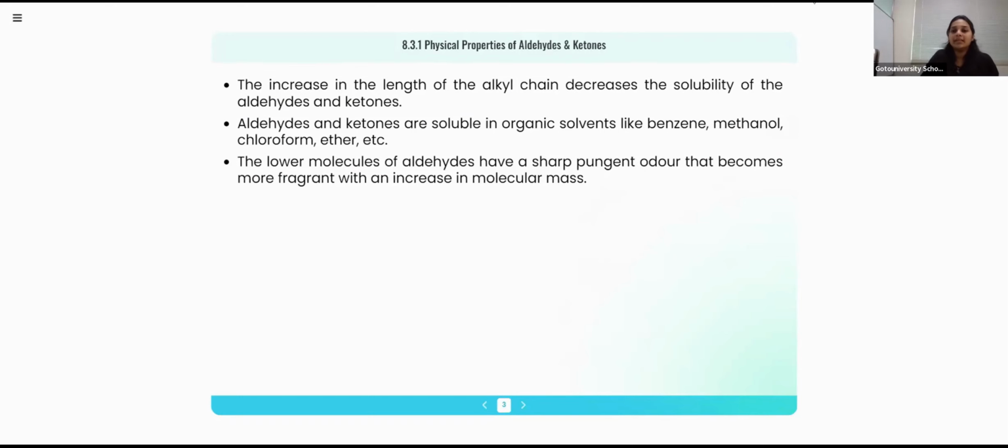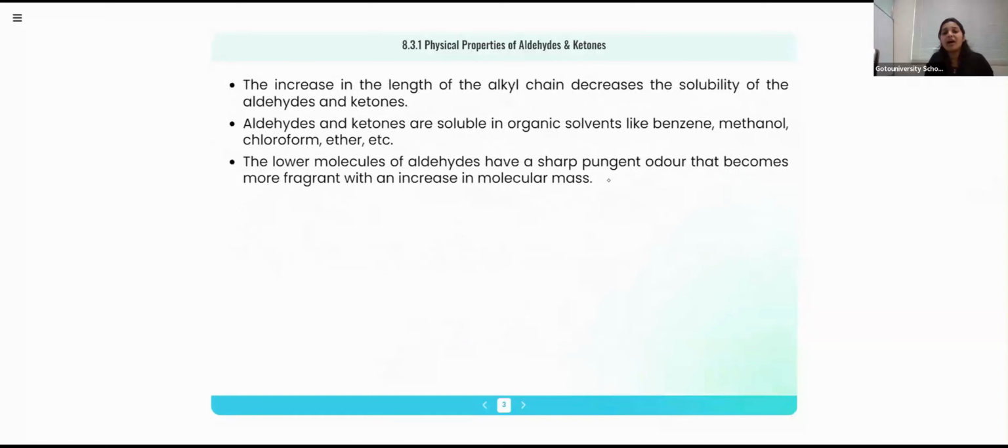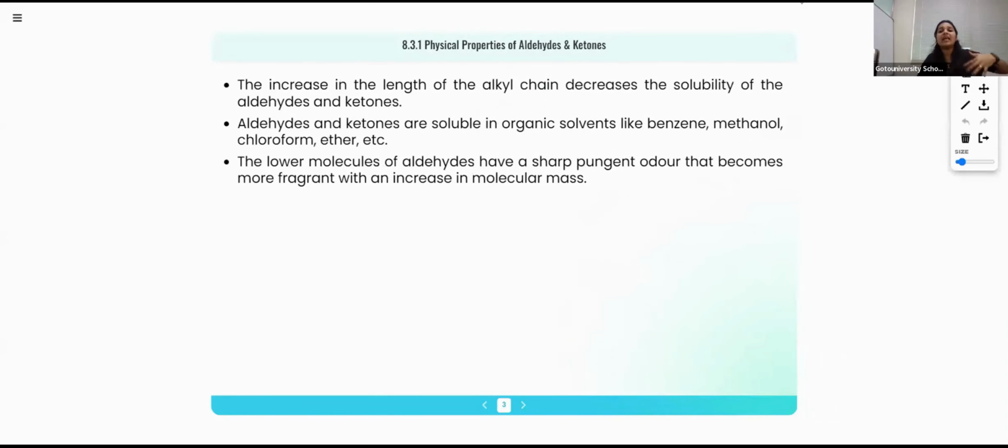The increase in the length of the alkyl chain decreases the solubility of aldehydes and ketones. In the previous slides, I told you only the lower members are miscible with water. The lower members means when the number of carbon atoms increases, the chain length of the aldehydes or ketones increases.